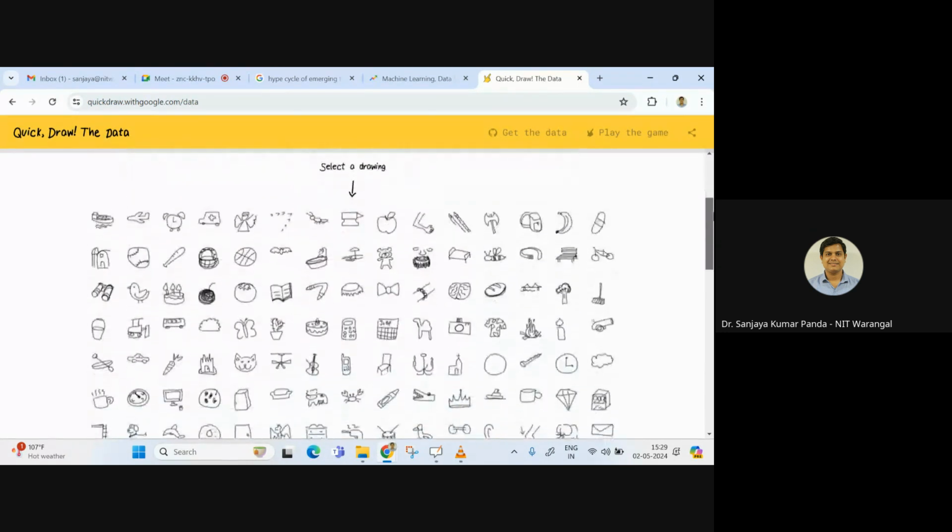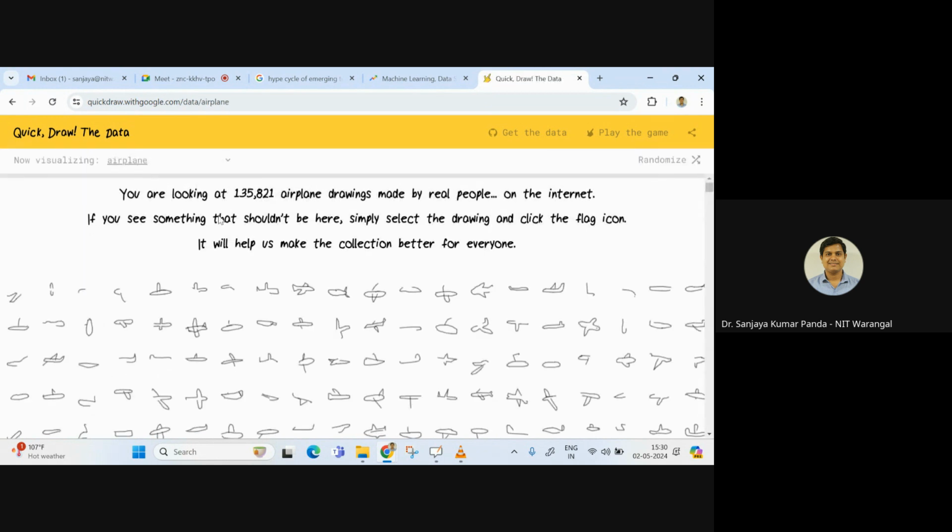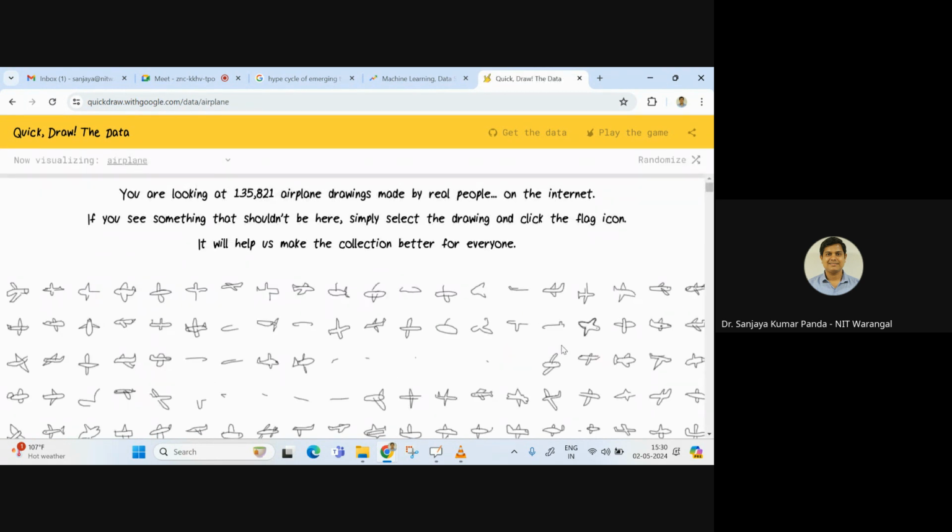Now you can see what the images are. I'm not telling you all the images, I'll tell you one specific image. You can see an aeroplane here, an arm here, an apple here, right? You can see a cell phone or mobile here, right? So if you click a particular image, then you can see these are the different patterns that are drawn by different users from different places.